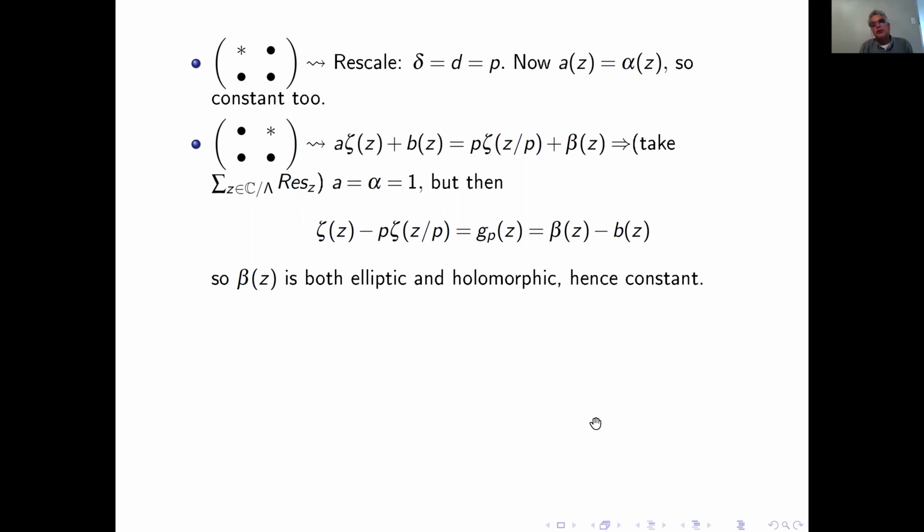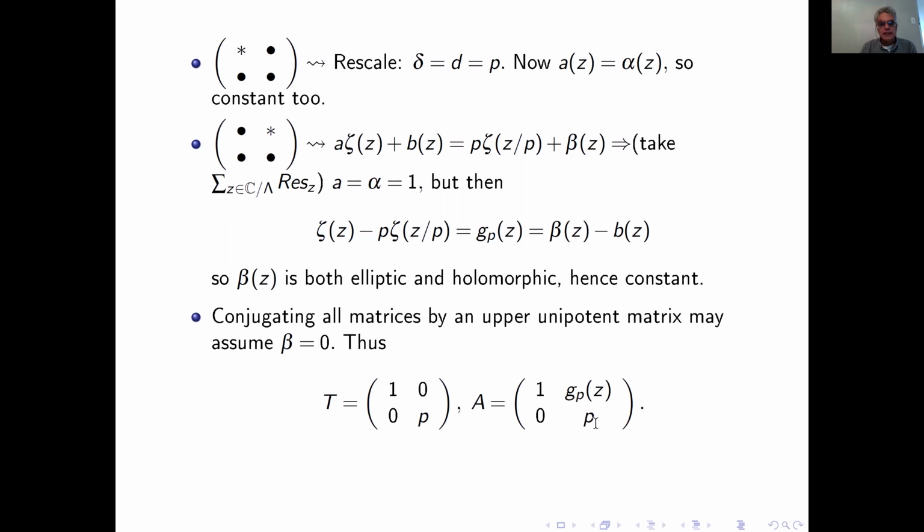But then you substitute 1 instead of A in this equation, and you get that zeta of Z minus P, zeta of Z over P, which is elliptic, is beta of Z minus B, and B is elliptic, you move it to the other side, beta is entire, so you get that beta is both elliptic and holomorphic, so must be constant. And finally, by conjugating by some upper unipotent matrix that commutes with U, you reduce everything and you show that T is 1P and A is this matrix 1GP0P, which after some conventional notation is this example that I gave you before.